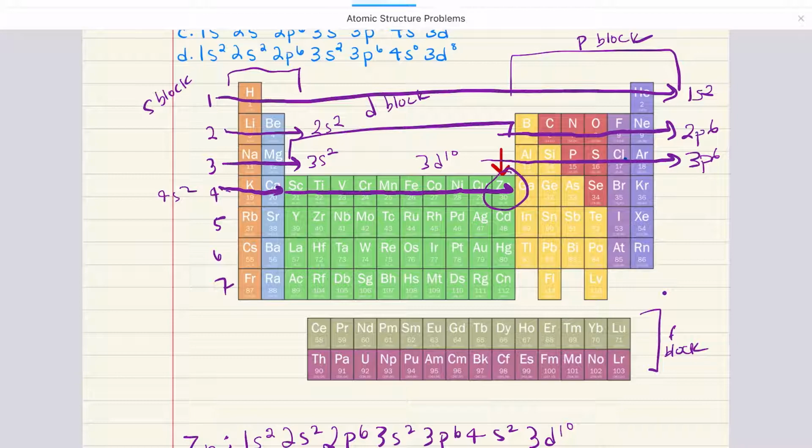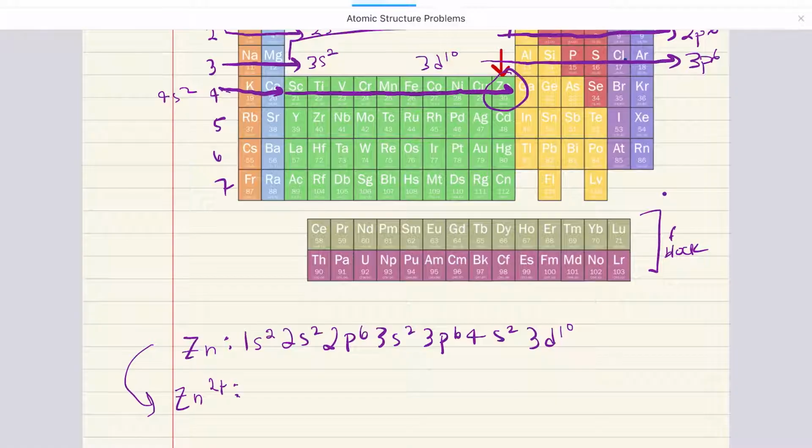Now, when zinc forms this zinc 2+, which is what the problem is asking for, the electron configuration of zinc 2+, not neutral zinc, it loses 2 electrons to form this 2+ cation. Where are these electrons removed from? These electrons are going to be removed from the 4s orbital first, not the 3d orbital, despite the fact that the 4s orbital was filled before the 3d orbital in the neutral atom.